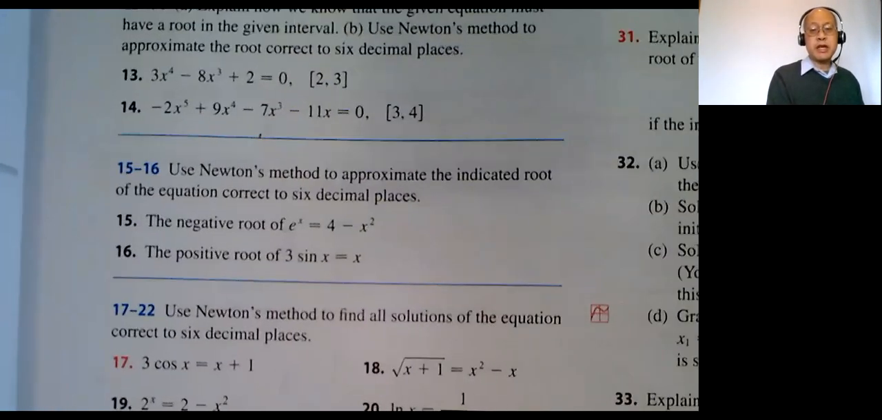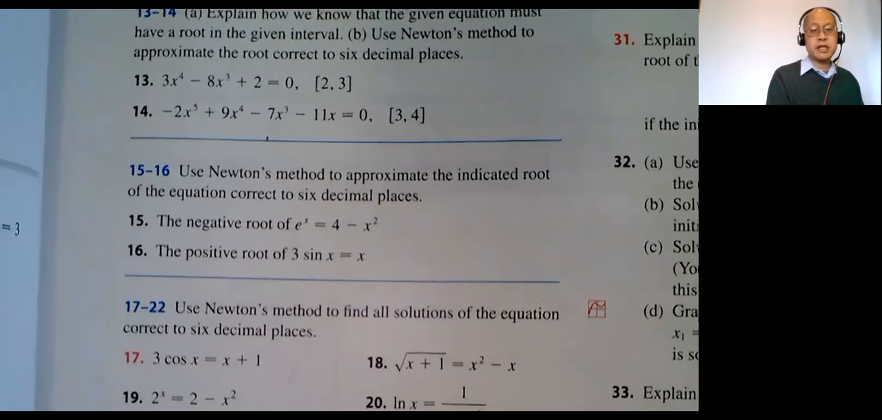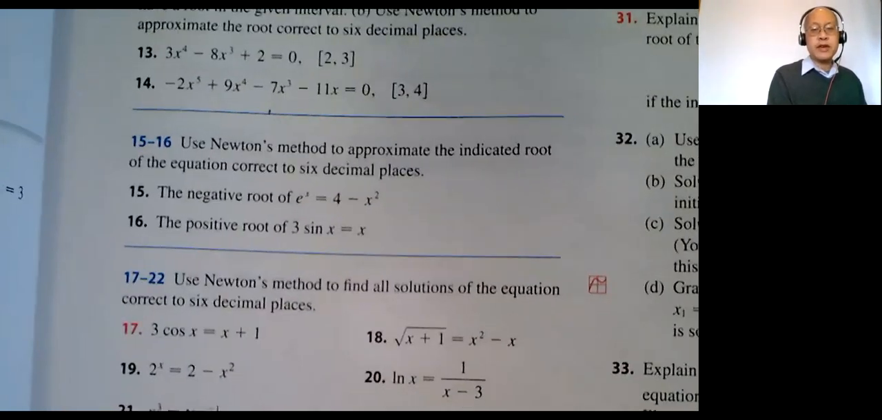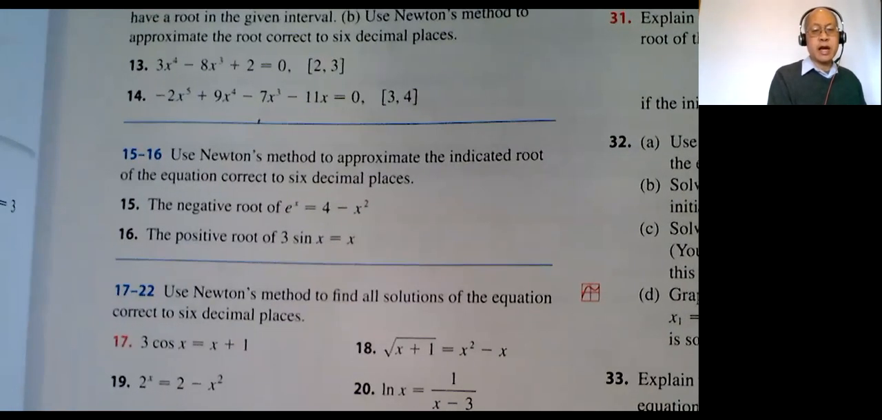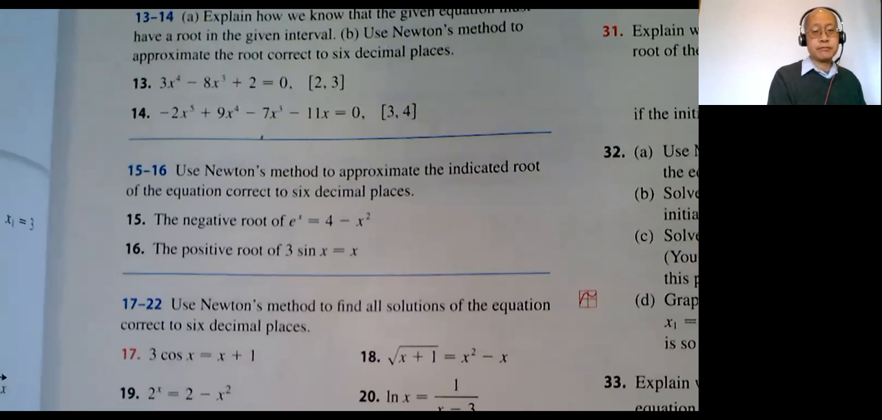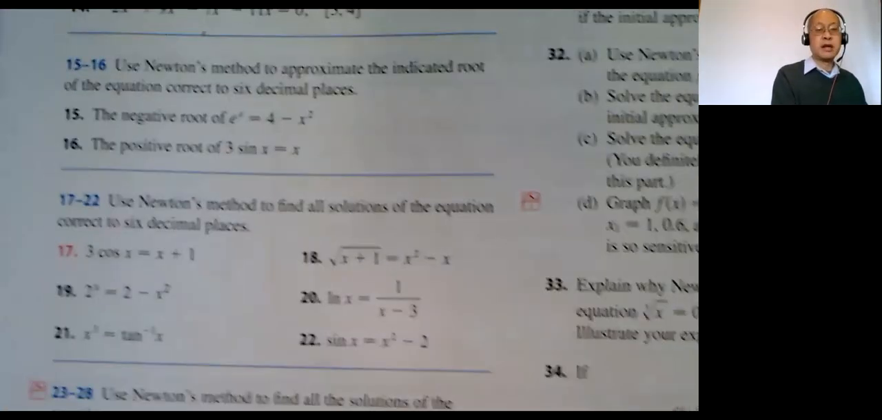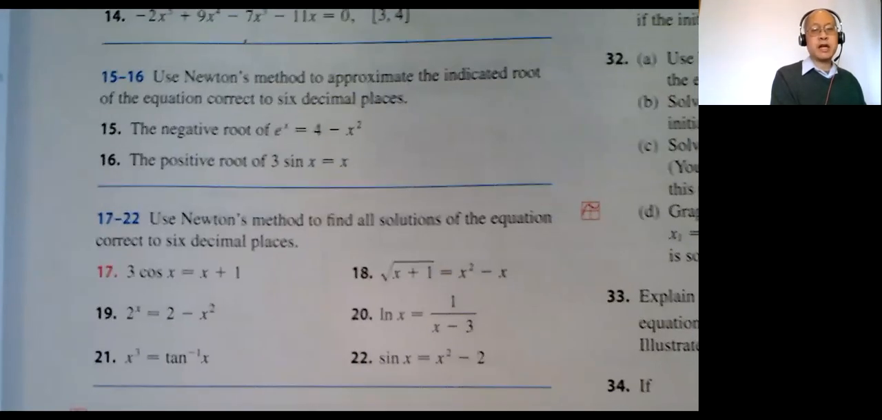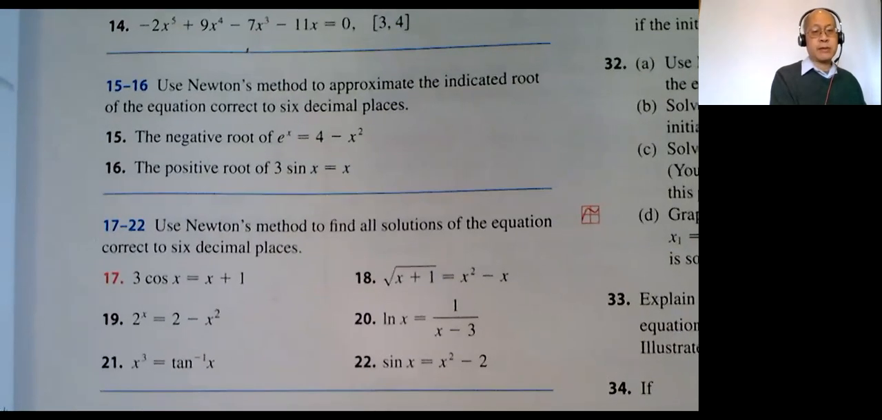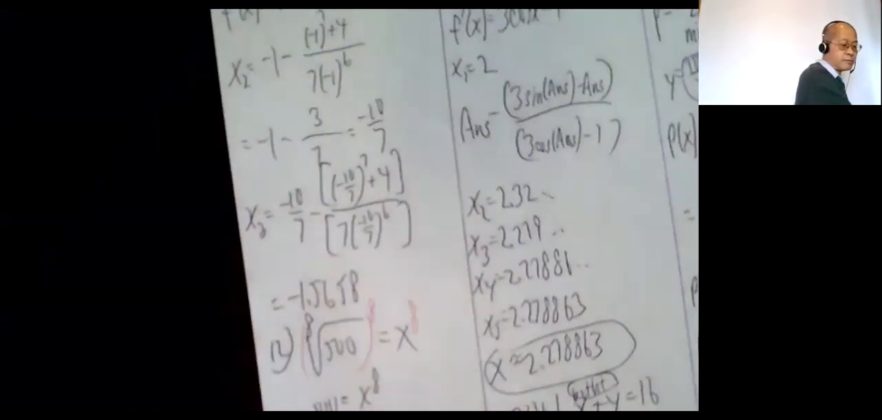Use Newton's method to approximate the indicated root to 6 decimal places. The negative root of e to the x equals 4 minus x squared. And they tell me that it's negative. I'm sorry, 16. The positive root of 3 sine x equals x. Okay, I'm going to make sure I do an even one, hopefully.